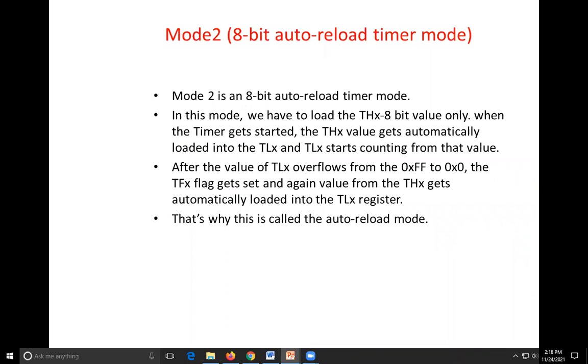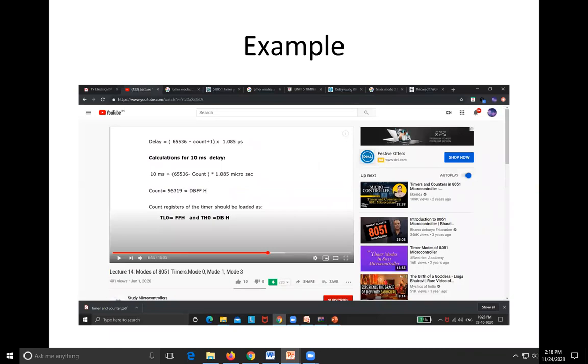I think we are discussing the calculation now. We have discussed the calculations.